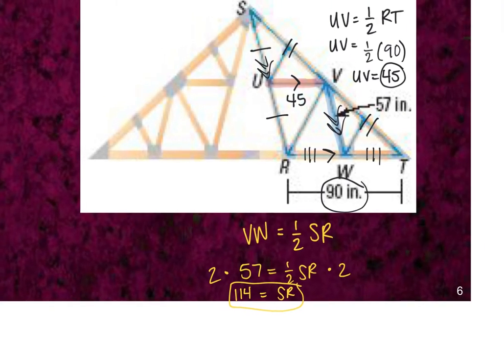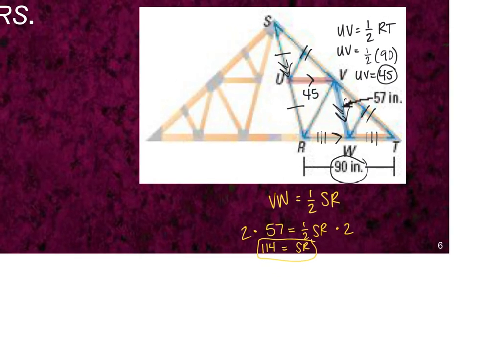You could have done this from the start: VW is half of SR and then multiply times 2. Now, I wanted to fill in the entire diagram because this mid-segment stuff is completely new. So I wanted us to be able to fill in the entire diagram based on that.